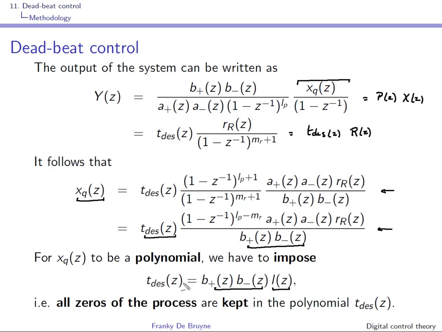This means here, and this is the difference with minimum settling time control, that all zeros of the process, both the ones that are outside the unit circle and the ones that are in the unit circle, are kept in the desired polynomial in closed loop t desired.